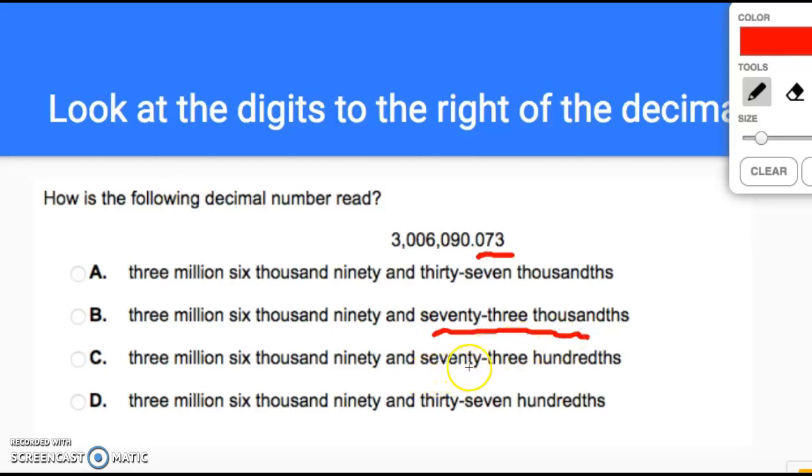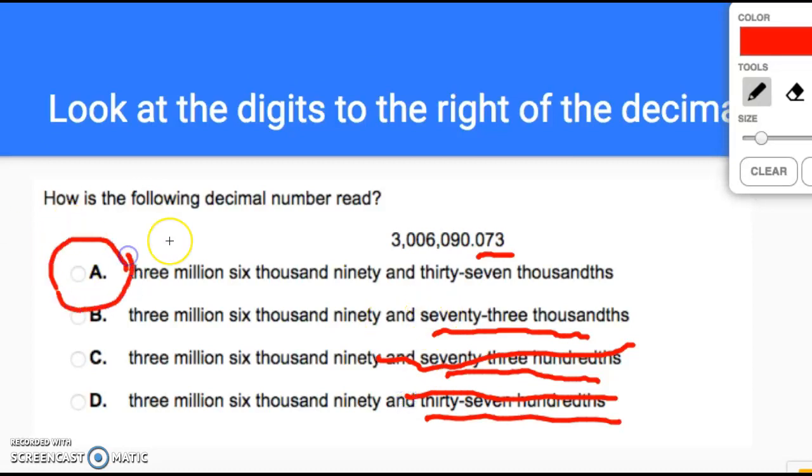I'm going to keep looking. 73 hundredths. Oh, is that good? No, because 73 hundredths would not have that 0 there. So it's not that one either. They almost got us. And this one's 37 hundredths. We know that's not it either. So the best answer here is A.